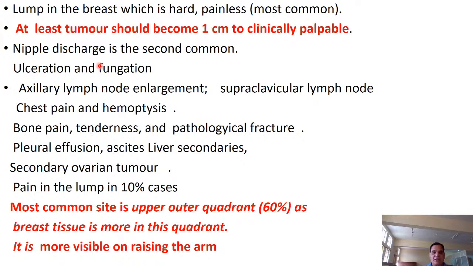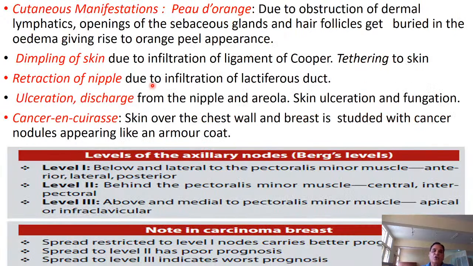Second, nipple discharge, ulceration, fungation, axillary lymph node, all these signs. So pain in the lump can occur, and there can be secondary ovarian tumor. Okay, and always examine with the arm raised up. That will make the lump in the breast more prominent. So, other manifestations apart from the lump: cutaneous.